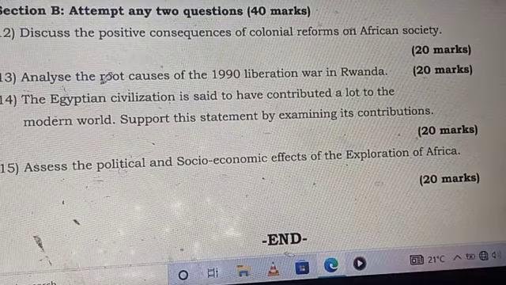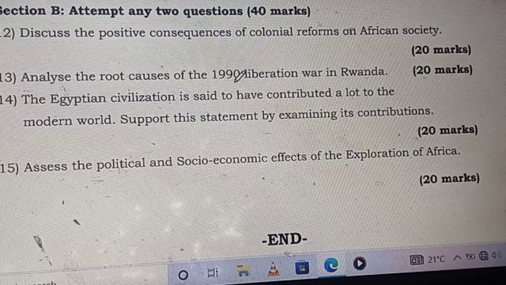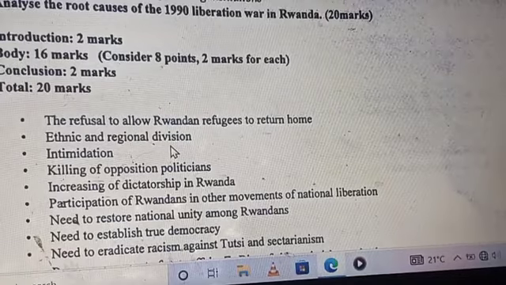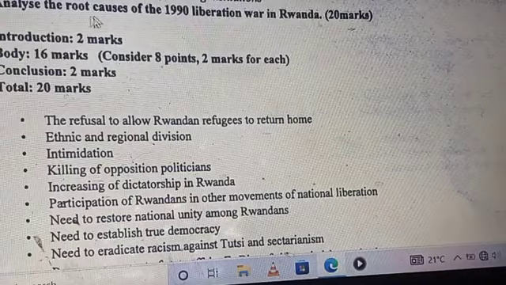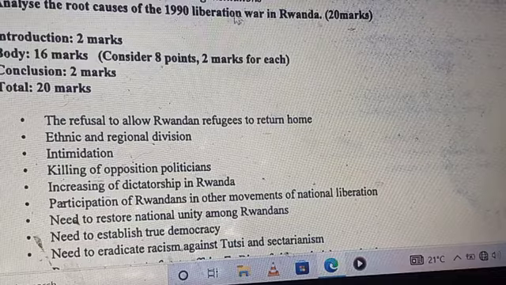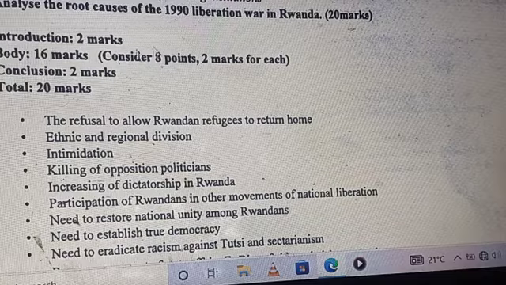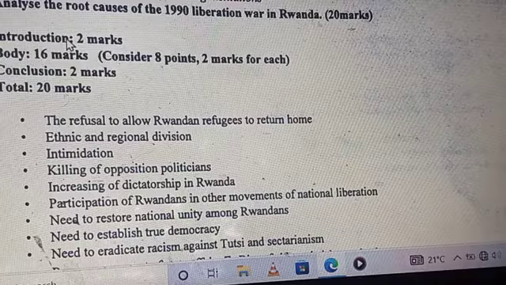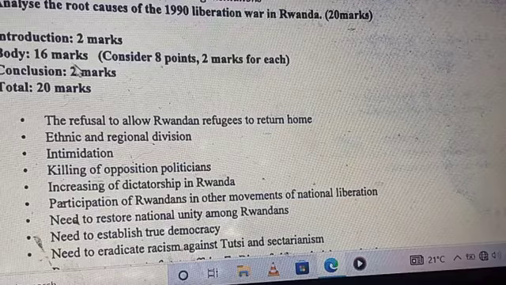Question 13. Analyze the root causes of the 1990 liberation war in Rwanda. This question has 20 marks. You must answer in 3 parts. Introduction, we have 2 marks, body 16 marks, and conclusion, we have 2 marks.